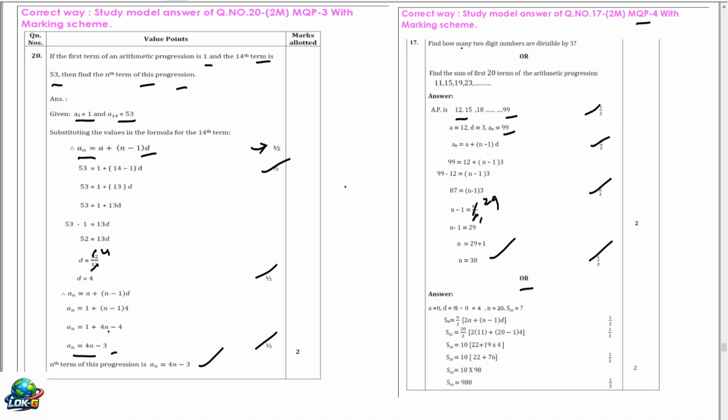Or find the sum of 20 terms of the arithmetic progression. Very easy question, my dear students. a is equal to 11. d is equal to 15 minus 11, which is 4. n is equal to 20. And S20 is asked. Very easy question.